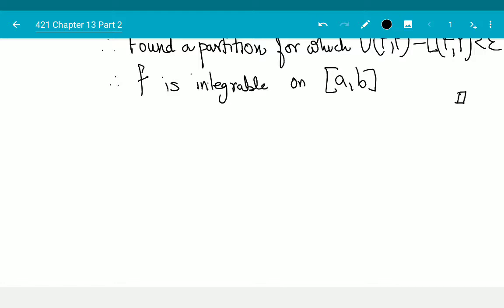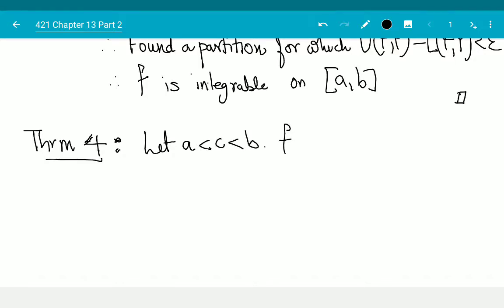Okay? Now, what are the properties of integrable functions? How do I figure out, can I do my standard things with them? I would like them to be preserved under addition or multiplication and all these things. And this is the first result. Let a be smaller than c, smaller than b. f integrable on [a, b]. I'm not saying it has to be continuous, just integrable.